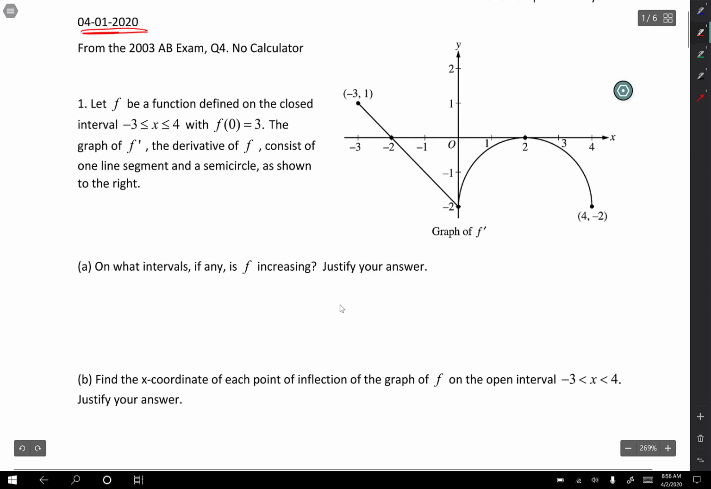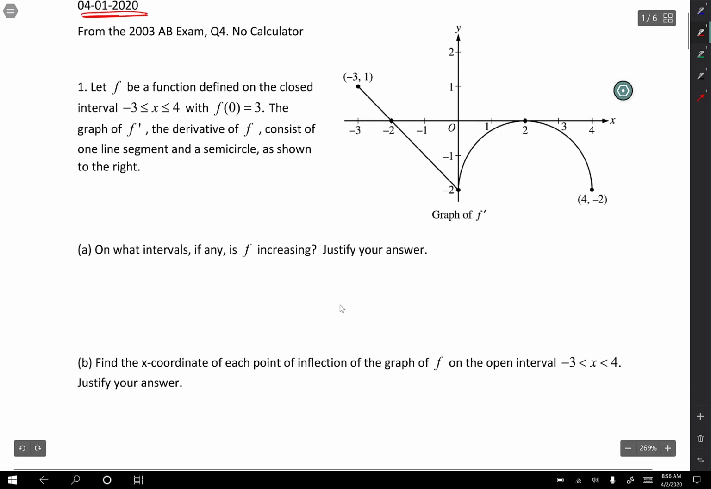Let f be the function defined on the closed interval from -3 to 4, with f of 0 equals 3. The graph of f prime, the derivative of f, consists of one line segment and a semicircle as shown to the right. The question says, on what intervals, if any, is f increasing? Justify your answer.